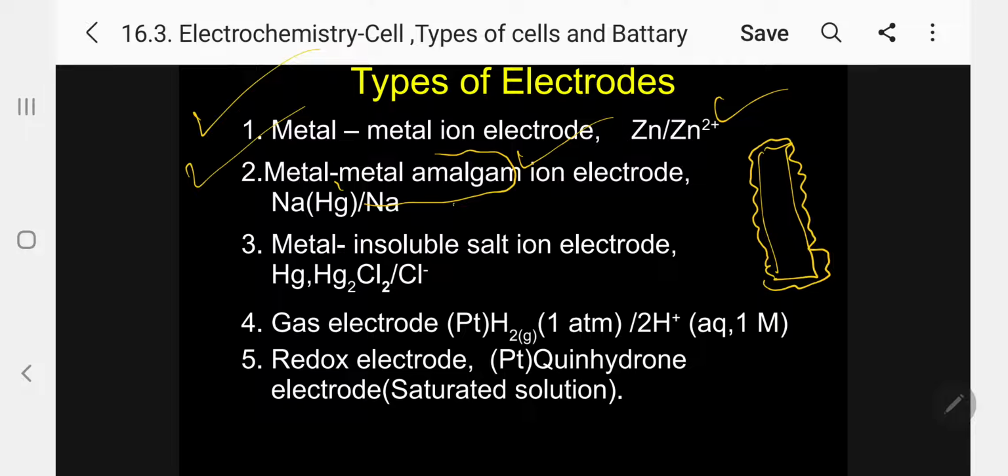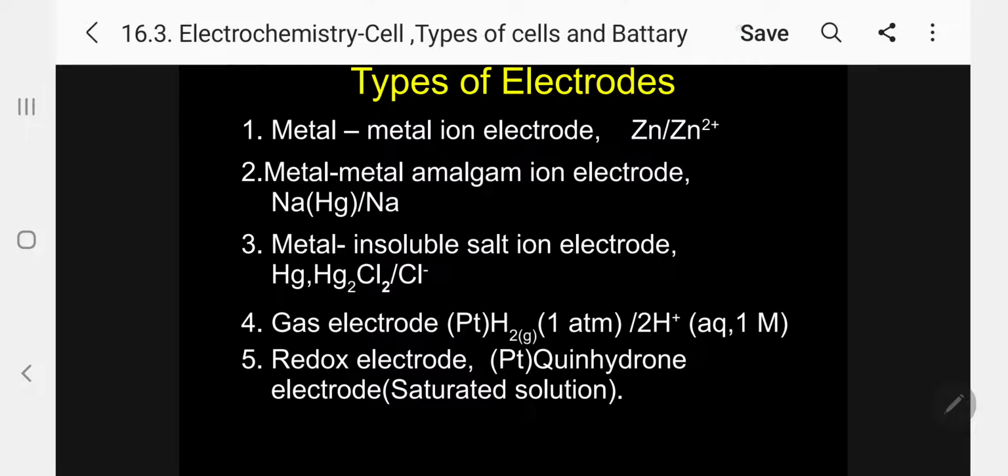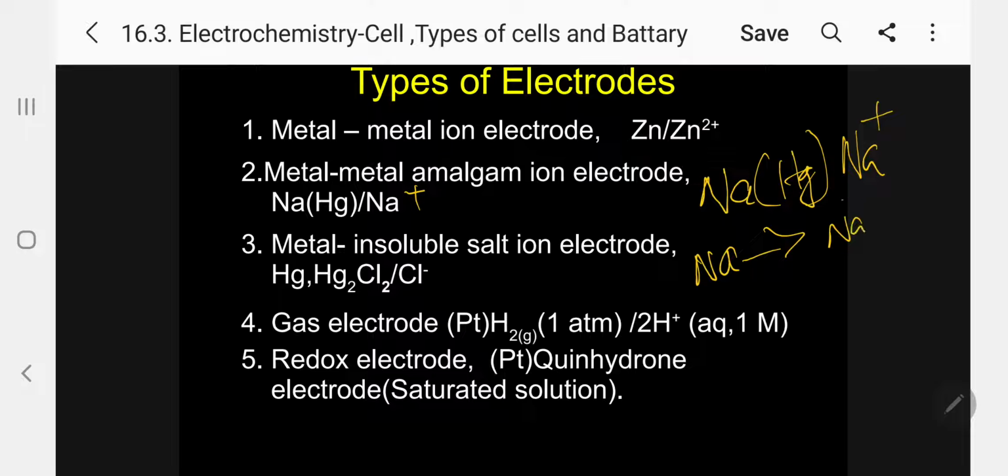Kindly follow. So, how can I represent this? This is sodium within brackets, mercury, that is Na+. Kindly follow, Na+. So when I write the equation, I will write sodium giving Na+ plus 1 electron. This is the equation, the single electrode equation.